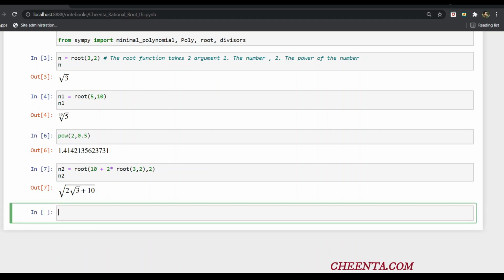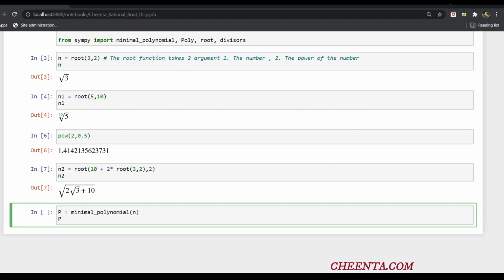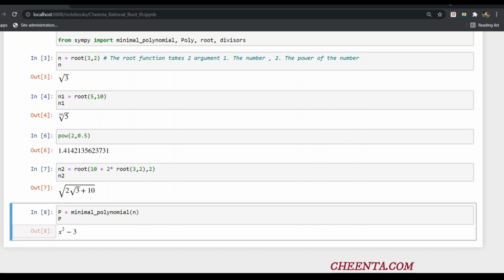Now let's see what the minimal polynomial does. So if I write here P and minimal polynomial of n, the first one, and suppose I want to find it out. If I run it, you will see it gives me the minimal polynomial, like you see, x squared minus 3. This is the smallest degree equation whose solution is square root of 3.